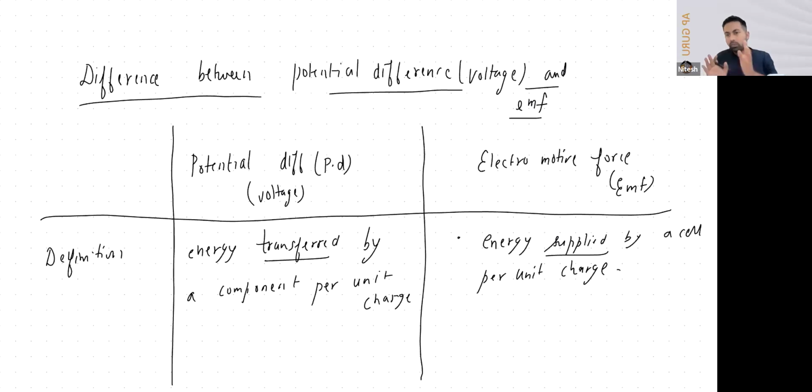Got it? So for example, if there is a battery, the battery can supply a voltage of 100 volts. But when the current passes through it, the battery itself takes some of the voltage. Let's say 20 volts is taken by the battery itself. So what is left for the other parts? It's only 80, right? Correct. So what is given to the others is the potential difference, and what was given by the battery is EMF.